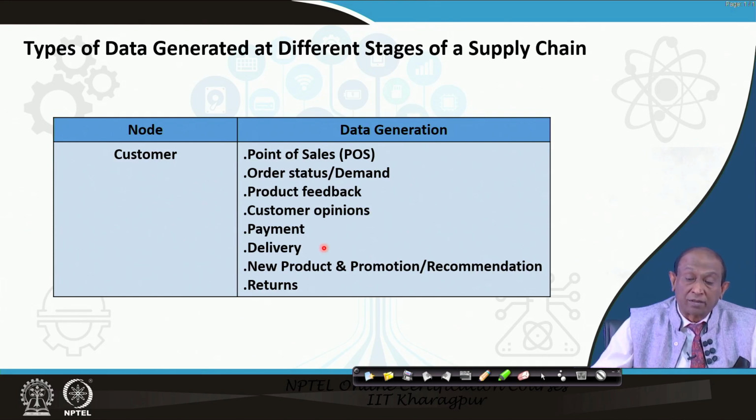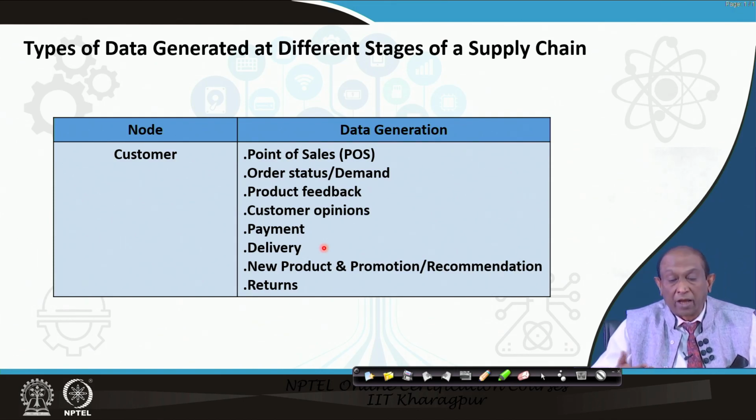So, the order status, the demand data, the product feedback, the customer opinions, the payment, the delivery, the new product and promotion and recommendation, the returns, all these are important data entities that need to be known for doing any kind of analysis.